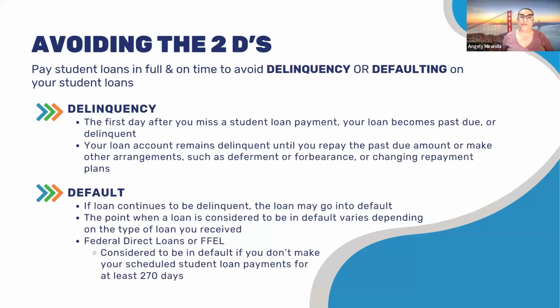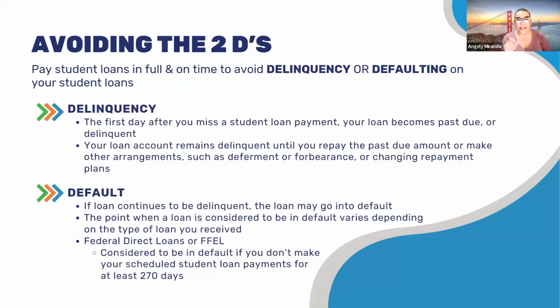All right, so avoiding the two Ds, and here we're talking about delinquency and default. So delinquency is pretty much the first day that you miss a student loan payment. That's when it becomes past due, therefore you're delinquent. Your loan account remains delinquent until you actually repay the past due amount or make other arrangements with your servicer, again, asking for a deferment or a forbearance, or maybe you want to change your repayment plan and apply for an income-driven repayment plan. If you stay delinquent, you will go into default. So again, this is a continuous delinquency, and the loan will go into default.